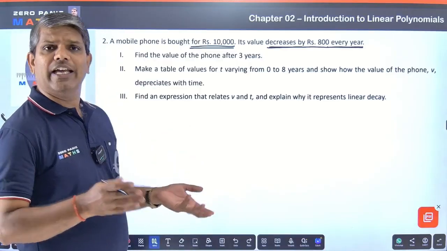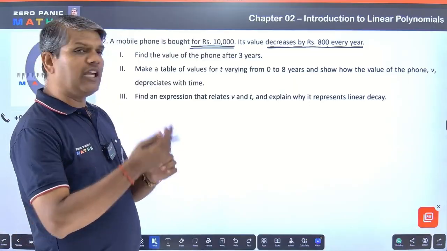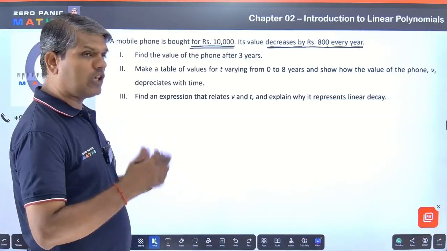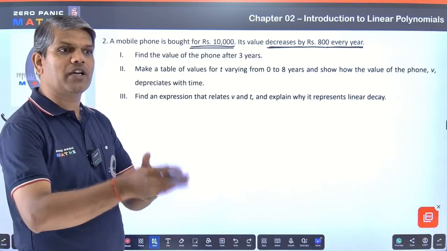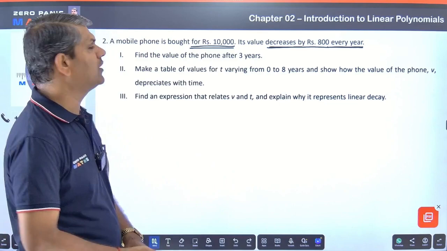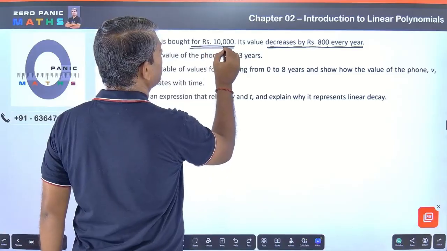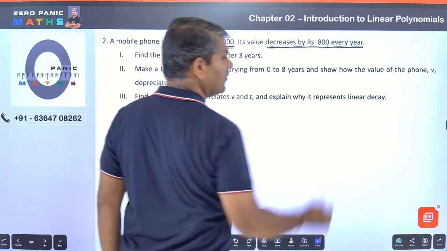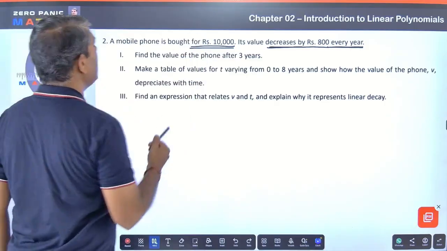For anything that we purchase, the value of that will decrease every year. Be it a car or a mobile, whatever you purchase, the value of that will go on decreasing every year, because it becomes second hand. So when a mobile is bought for 10,000 and its value decreases by 800 every year, the next year its value will be 10,000 minus 800.